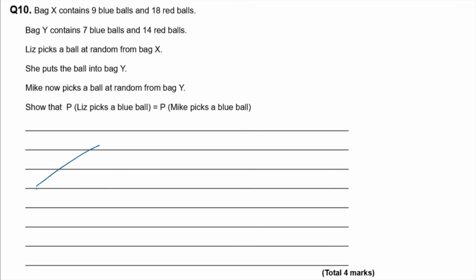So first selection, that's when Liz is picking a ball from bag X. Okay, so there are blue and there are red. What's the probability of getting a blue ball? There are 9 blue balls. There are a total of 9 plus 18, that's 27 balls. So 9 in 27 of getting a blue one, and then I guess that's 18 out of 27 for getting a red one. Okay.